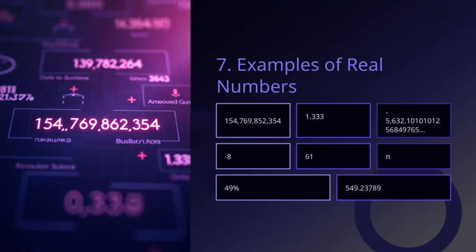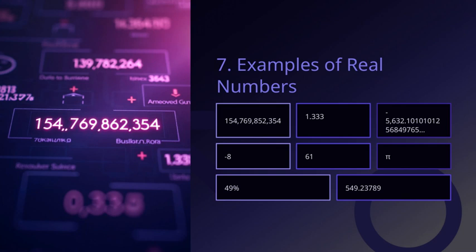Now, let's look at some examples of real numbers. As you can see on the slide, real numbers include a wide variety of values. For instance, we have large numbers like 154,769,852,354, which can represent quantities such as population counts or financial data. We also see negative numbers like -8, which show that real numbers can be less than 0. Next, there's 49%, which is a percentage and often used in statistics or data analysis. The number 1.333 is a decimal, commonly used in measurements or calculations.